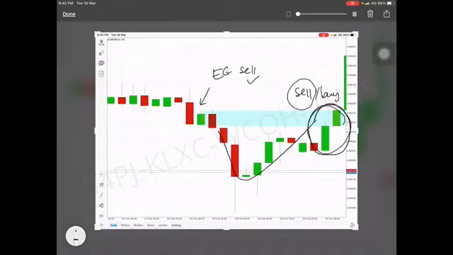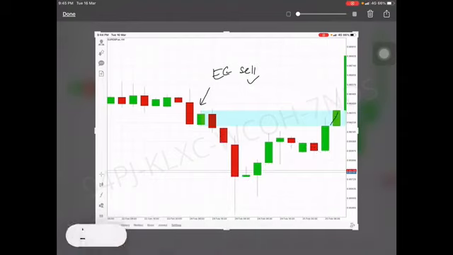But the price broke upwards. So now the engulfing sell has become what? Engulfing fail. Don't just change it; you have to know that it is now engulfing fail. So the name is engulfing fail, EF. It was engulfing sell, but the zone is now for buy.